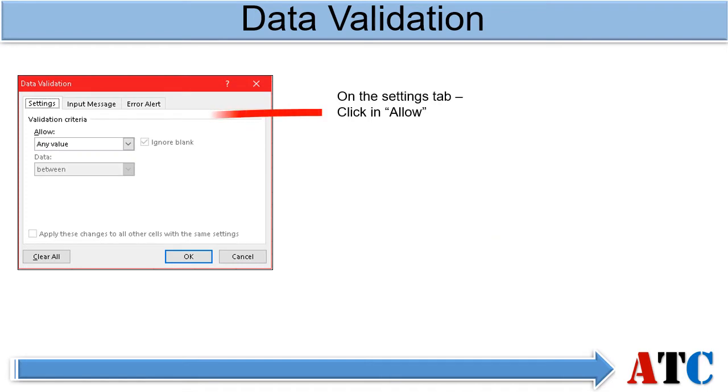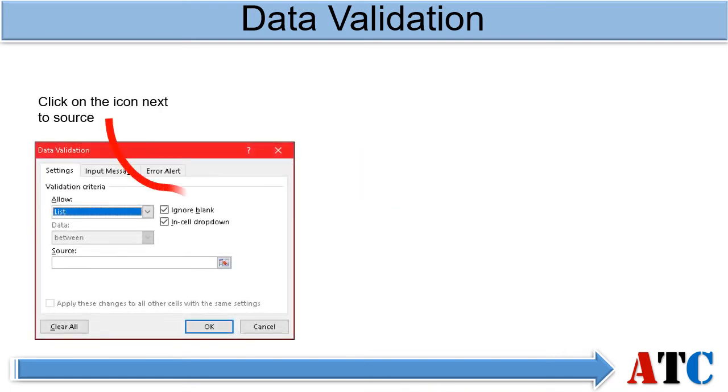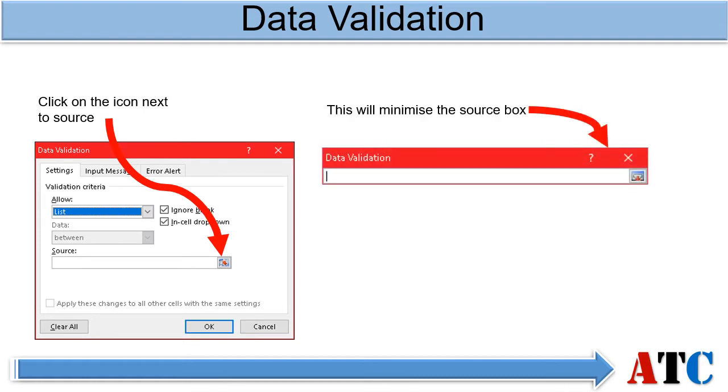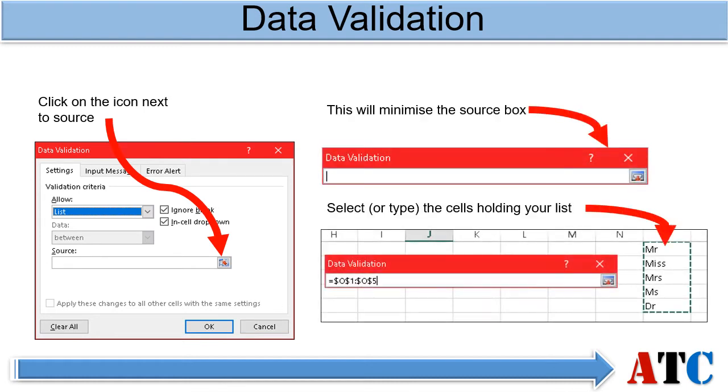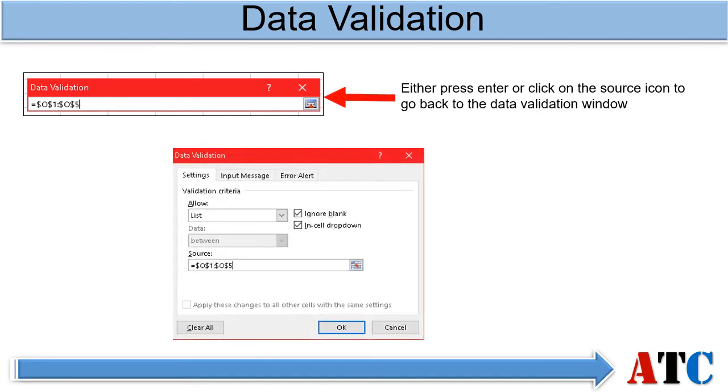Click in the Allow box and select List from the drop-down. Click on the icon at the edge of the source box. This will minimize the source box. From here, you can select the list that you have previously typed. Press Enter to take you back to the data validation box.